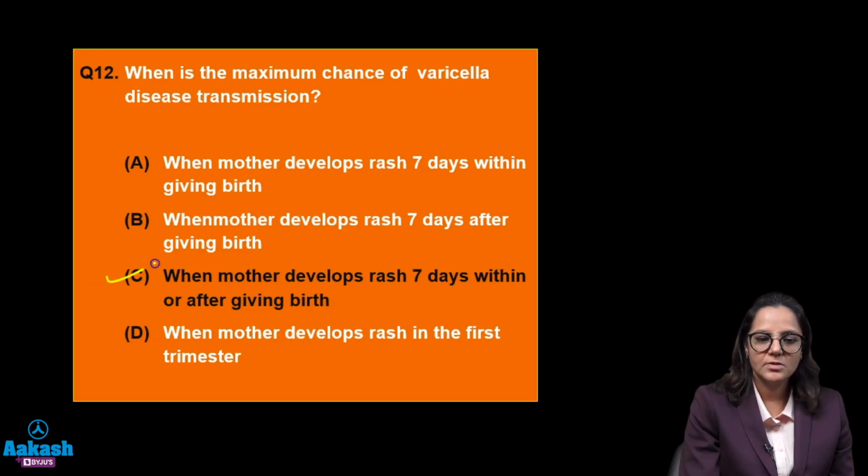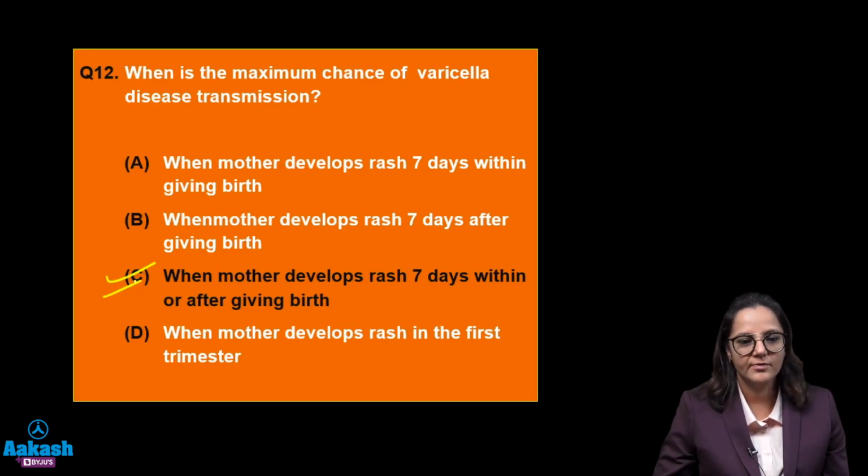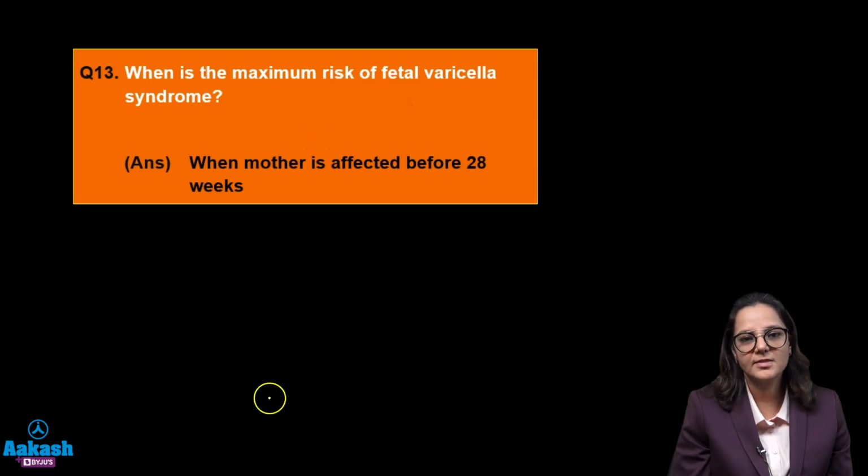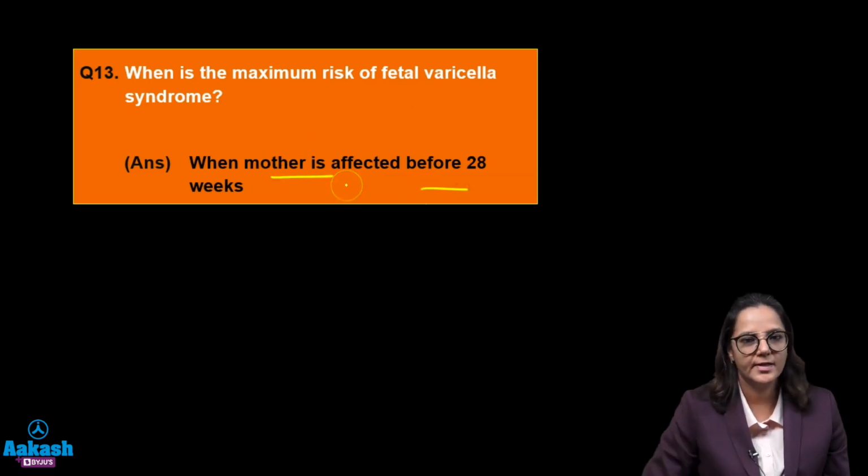So when is the maximum chance? When the mother develops rash 7 days within or after giving birth. When is the maximum chance of fetal varicella syndrome? When the mother is affected before 28 weeks.